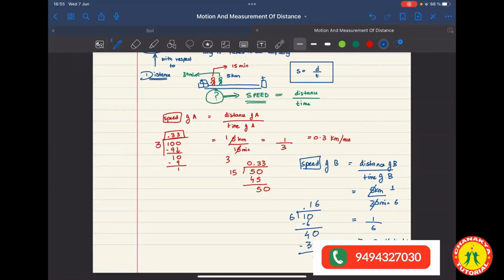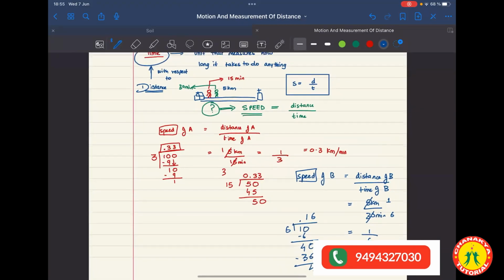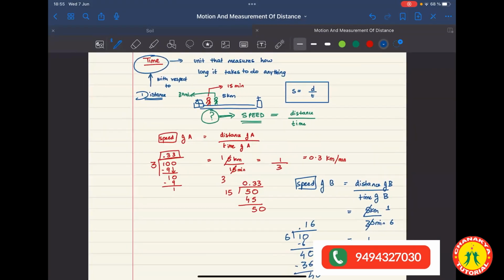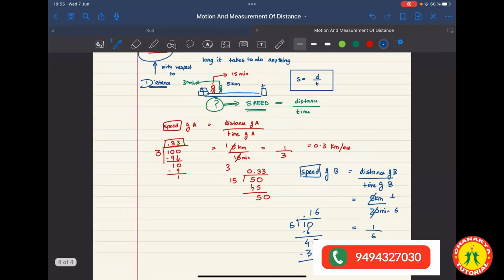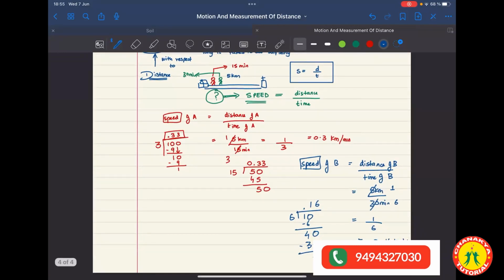Ma'am? Yes, Advika? Ma'am, in fifth class, we learned 0.16 kmph. We'll come to that.